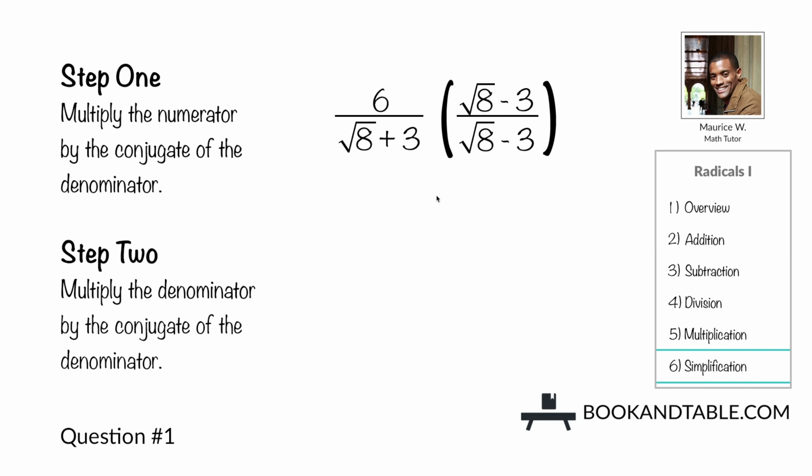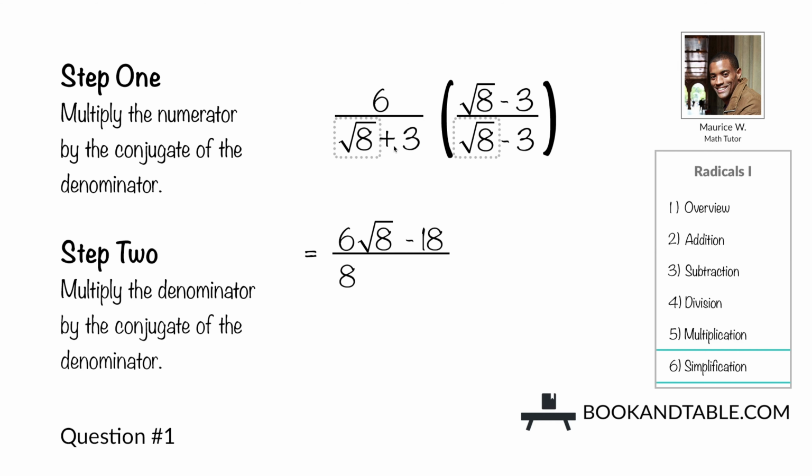Question number 1. You want to rationalize 6 divided by the square root of 8 plus 3. So step 1, multiply the numerator 6 by the conjugate of the denominator. The conjugate is the result of switching this plus to a minus. So the conjugate is radical 8 minus 3. So when we multiply the numerator by radical 8 minus 3, we get 6 times radical 8, which is 6 radical 8. And we get 6 times negative 3, which is negative 18.